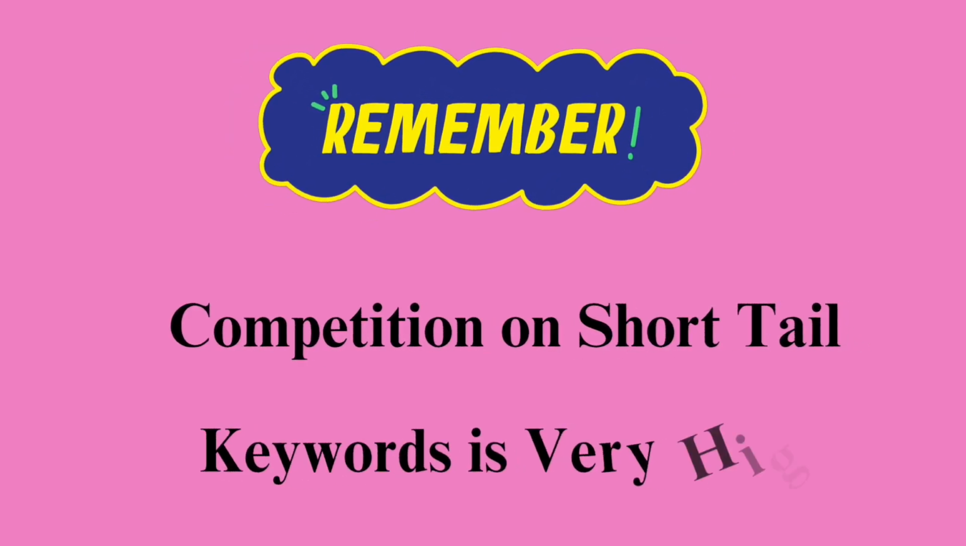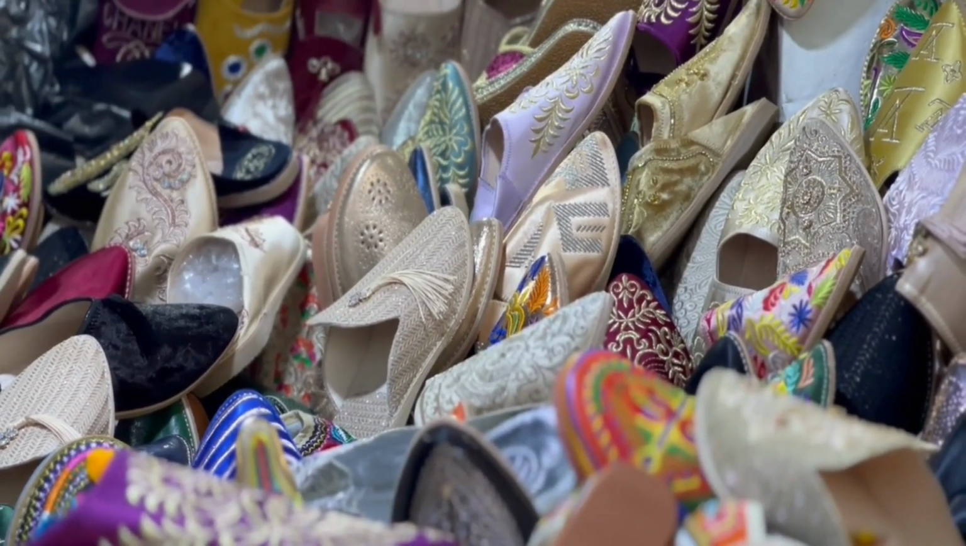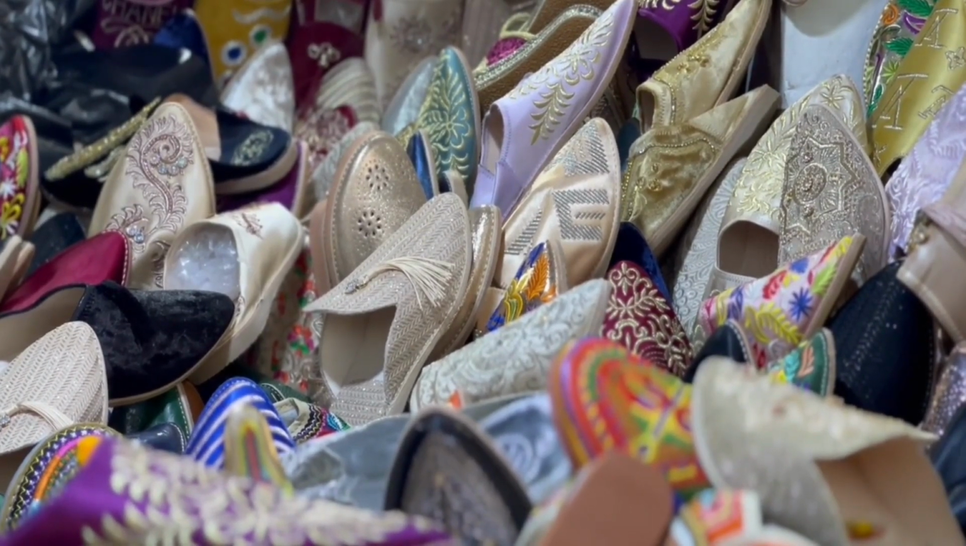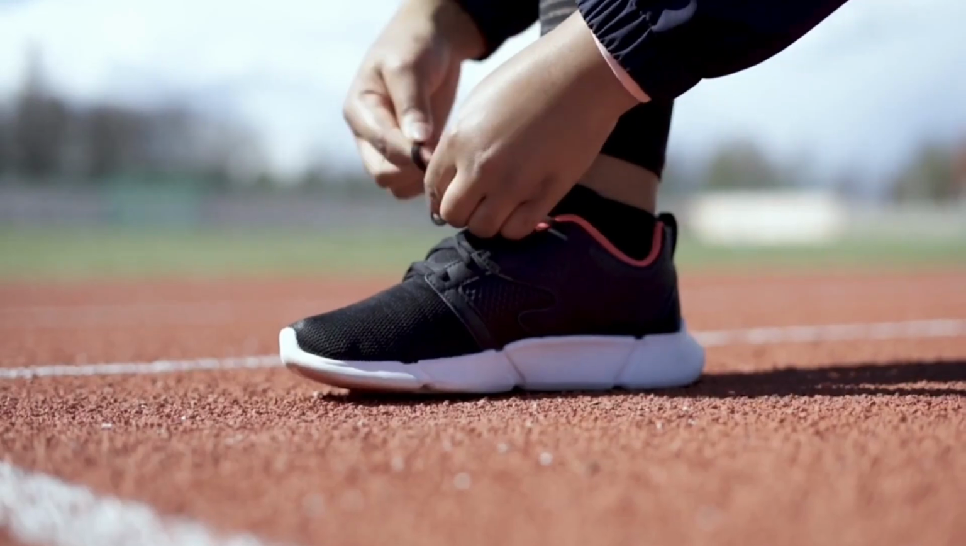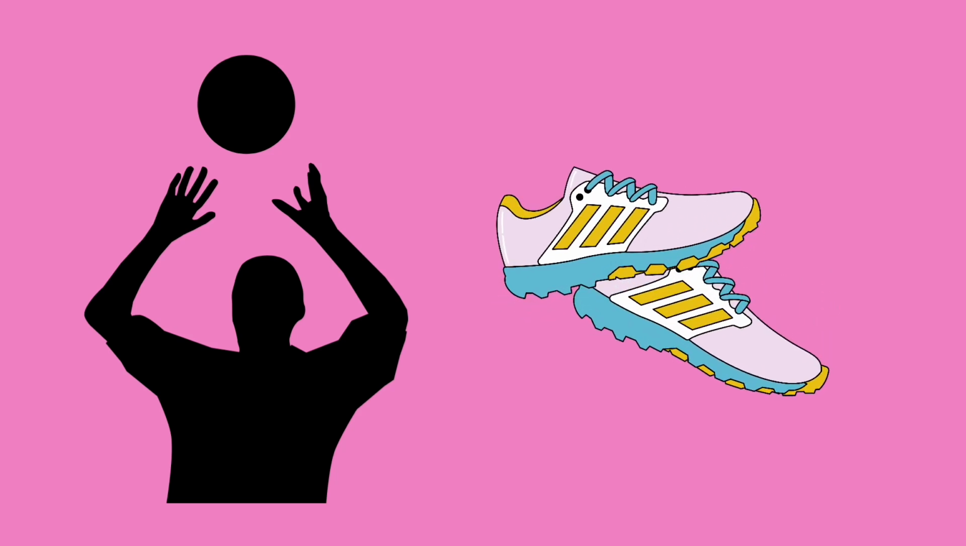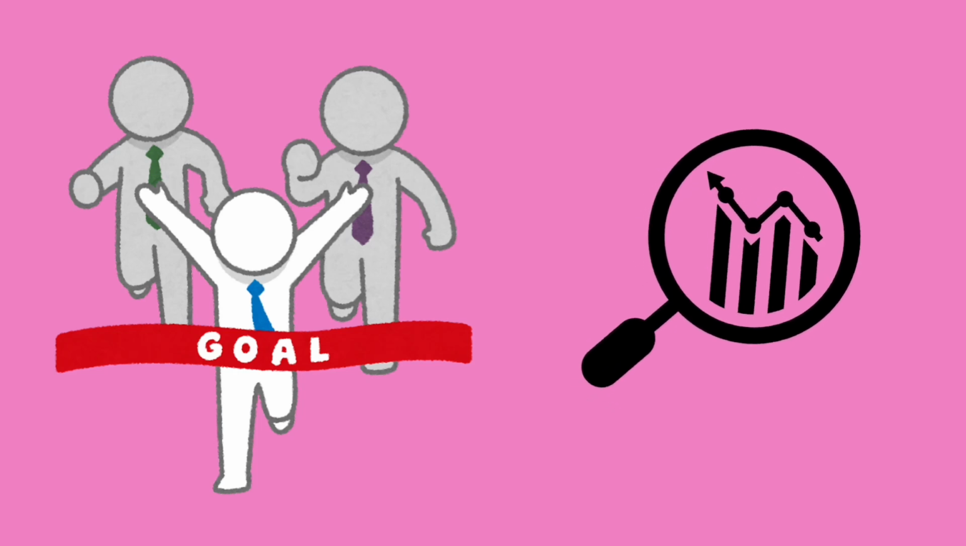But remember one thing, that the competition on shorter keywords is very high. And the reason for that is that, as I took the example of shoes, there will be a lot of variety in shoes: women's shoes, men's shoes, football shoes, running shoes, sports shoes. Thousands of varieties will come in this general keyword. So, definitely the competition will be more.